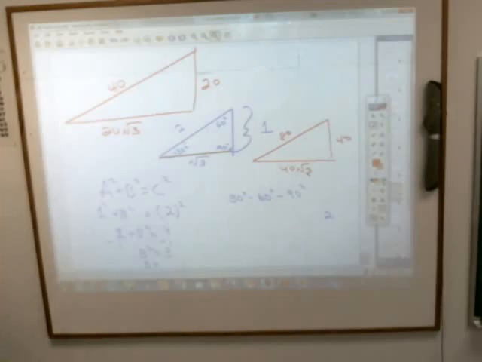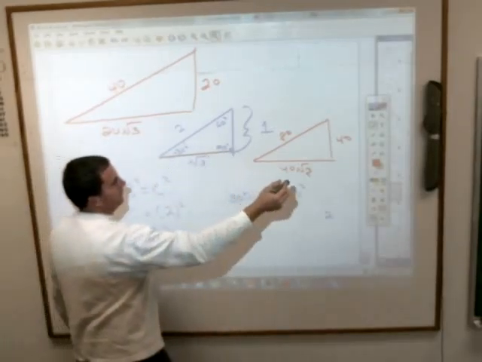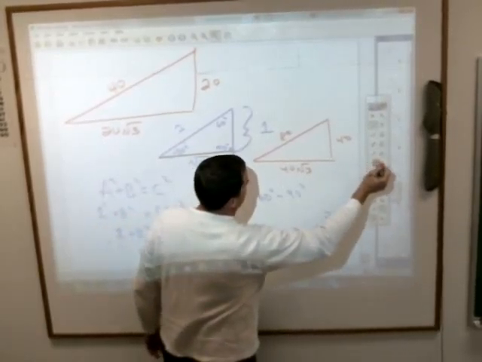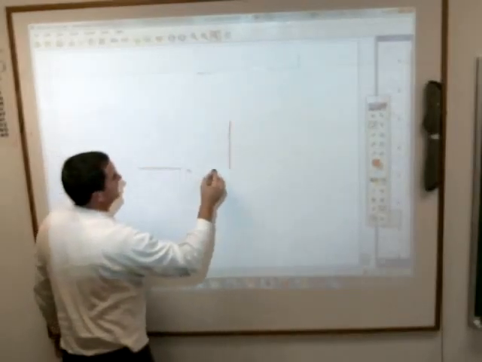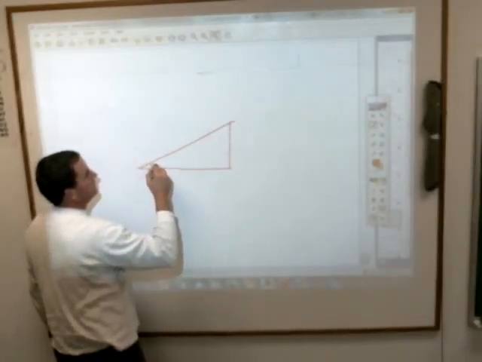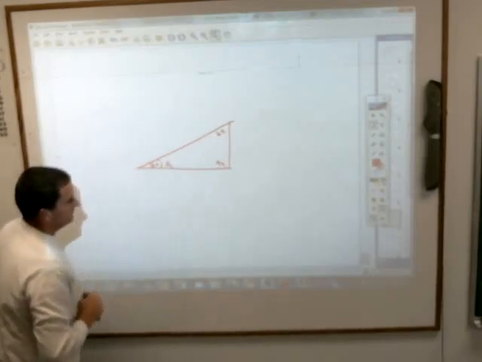Okay. Now, back to what we were talking about here. Let me see what they actually ask you here. Oh, there it is right there. Here is what they're going to ask you. Can I take this and label this? Let me redraw this whole thing. Can I? My 30, 60, 90 triangle. This is going to be angle A.